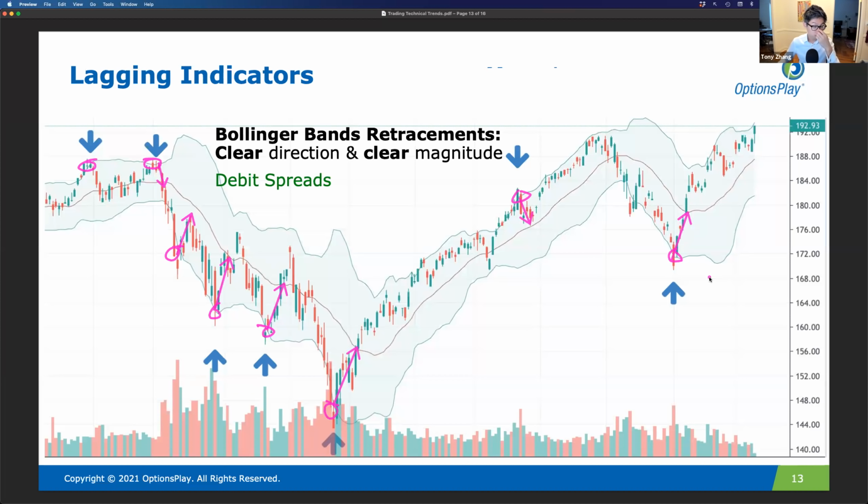So when you're trading Bollinger Bands, this is when you have a clear sense for direction and you have a clear sense for magnitude. So using a debit spread is a suitable strategy because you're expecting the stock to make a move in a particular direction and you have a clear sense for how far that stock can move. And debit spreads are a fairly efficient way to play that.